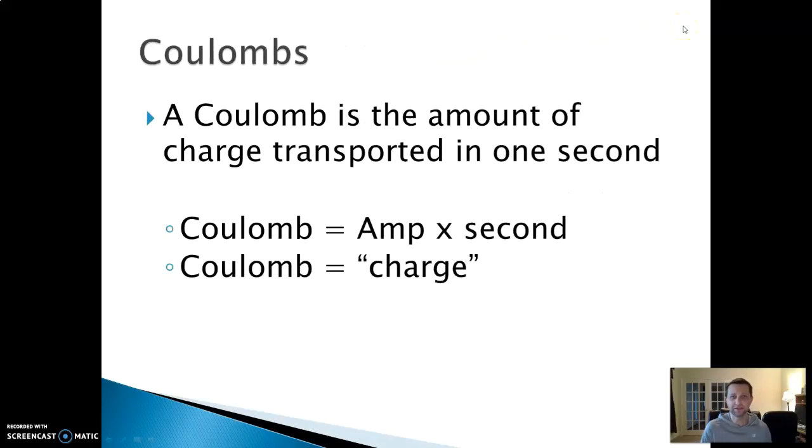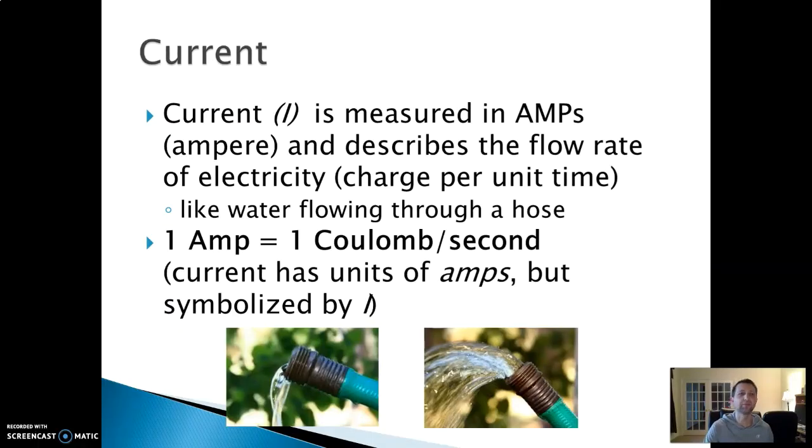So a couple definitions and some things to get out of the way here first. Don't get too hung up on these because it can get a little bit confusing. But we want to focus on coulombs. A coulomb is the amount of charge transported in a second. Just think of a coulomb as an amount of charge, okay? And we're going to see how that ties in with some other vocab words in a second here.